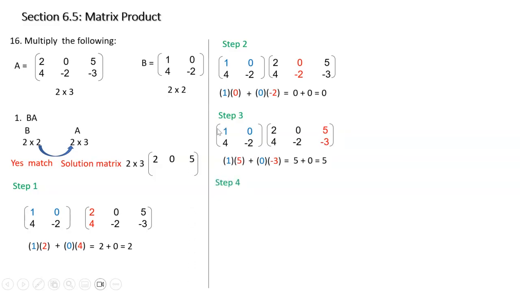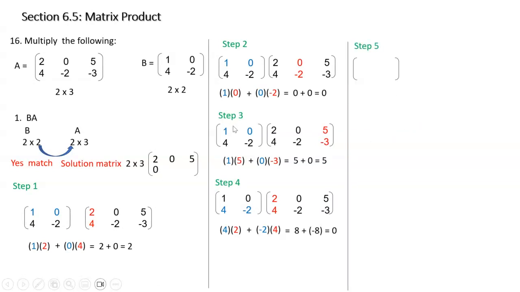Now, since we're done with multiplying the first row times every column, now comes row 2. And we're going to repeat the process as what we did in step 1. So it'll be row 2 times column 1. So 4 times 2 plus -2 times 4 will give us 8 minus 8, which is 0. So the 0 goes in the second row, first column.